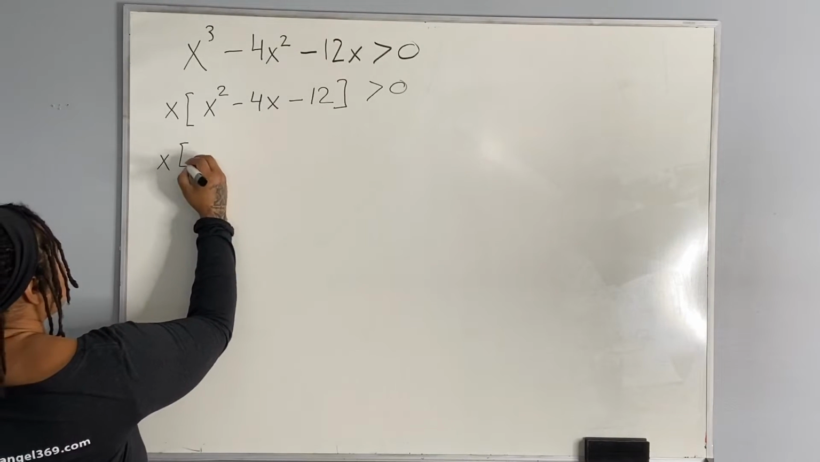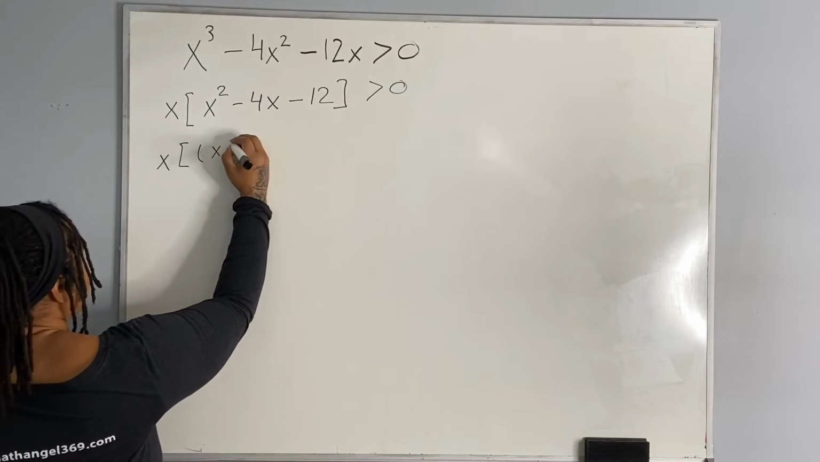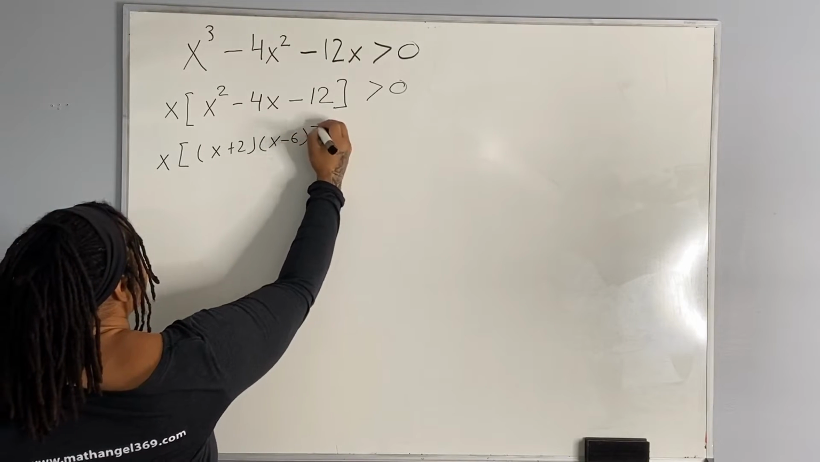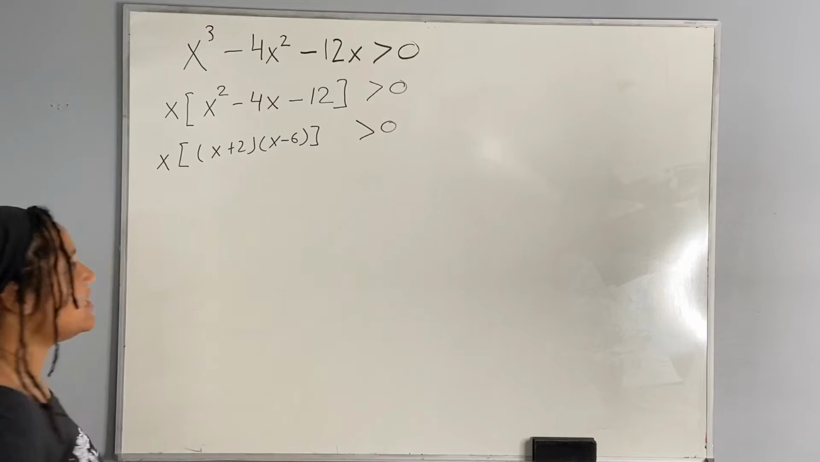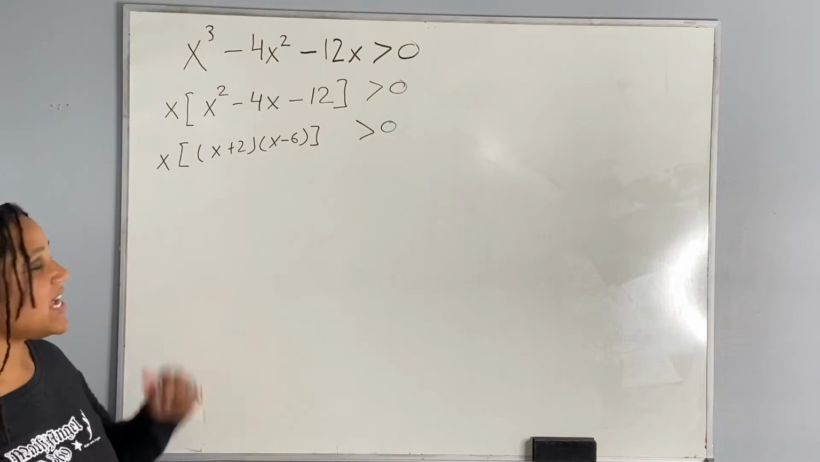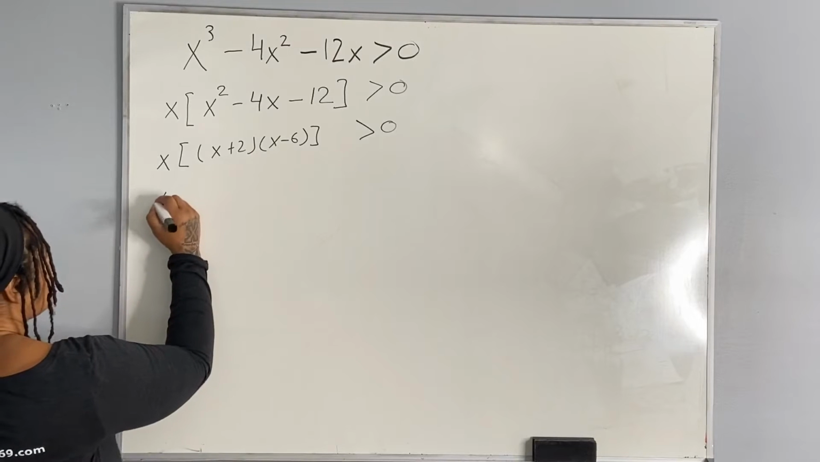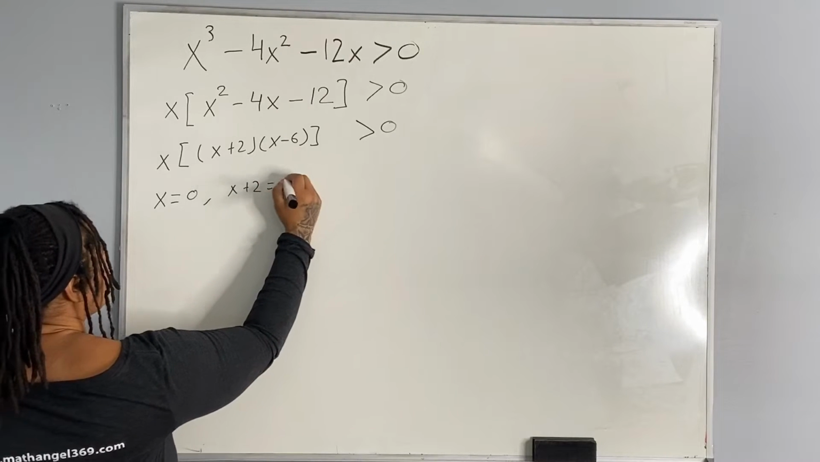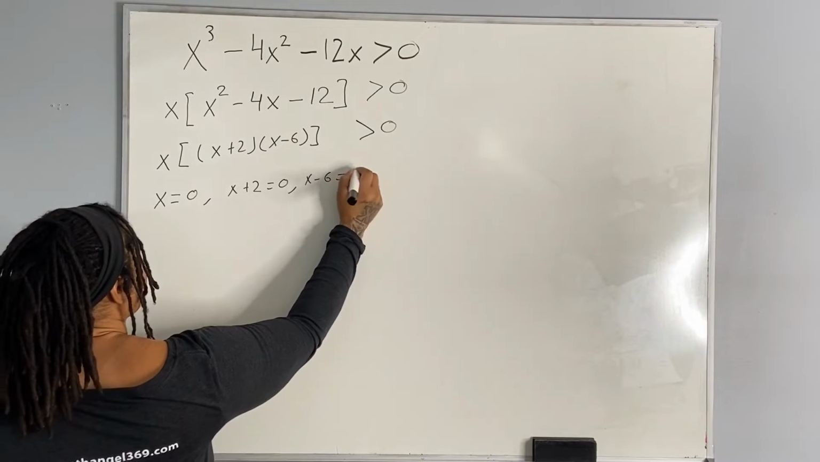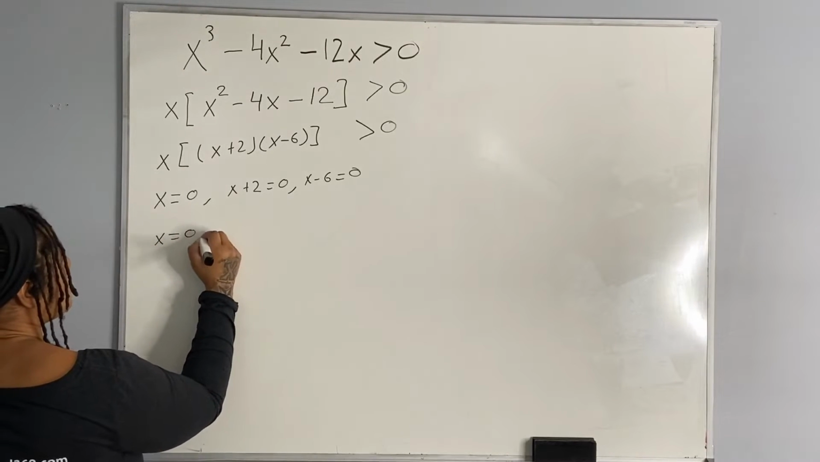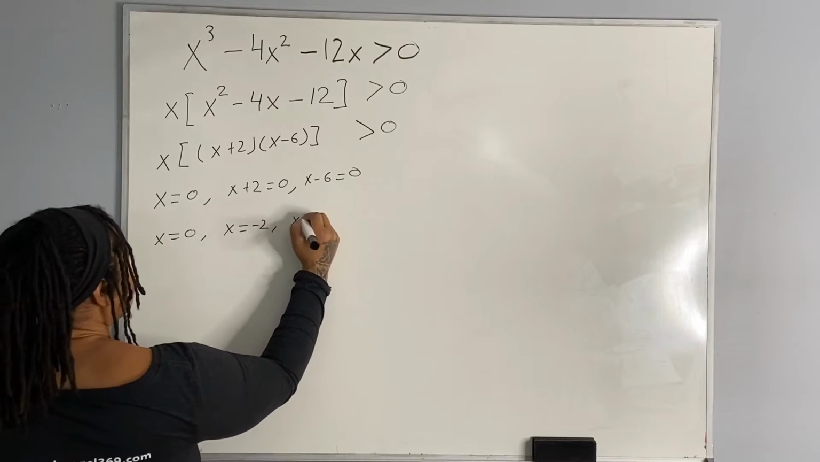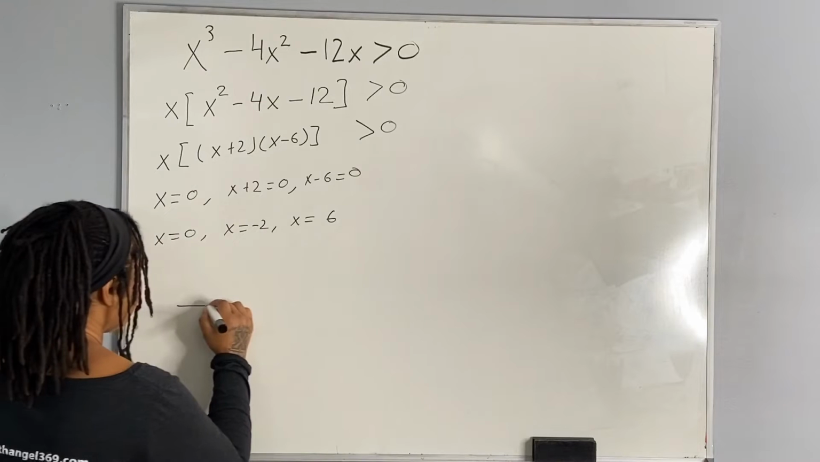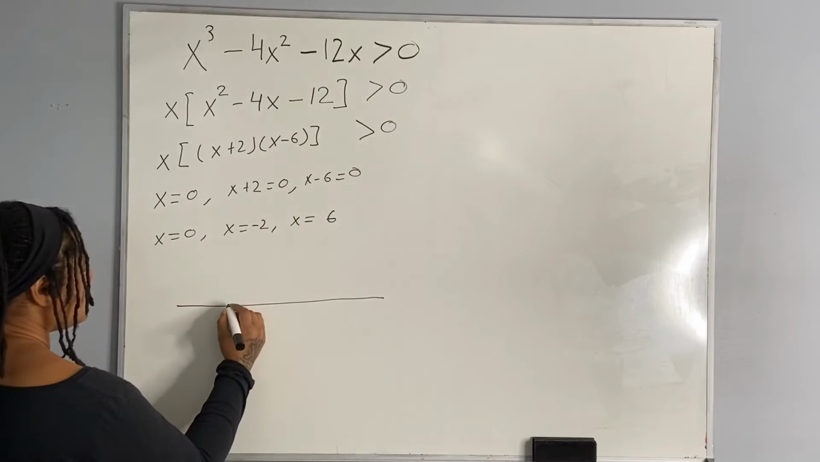So we have x times (x plus 2)(x minus 6) is greater than 0. Now I'm going to set each factor equal to 0 and solve. So we have x is equal to 0, x plus 2 is equal to 0, and x minus 6 is equal to 0. Which means we have x is equal to 0, x is equal to negative 2, and x is equal to 6.